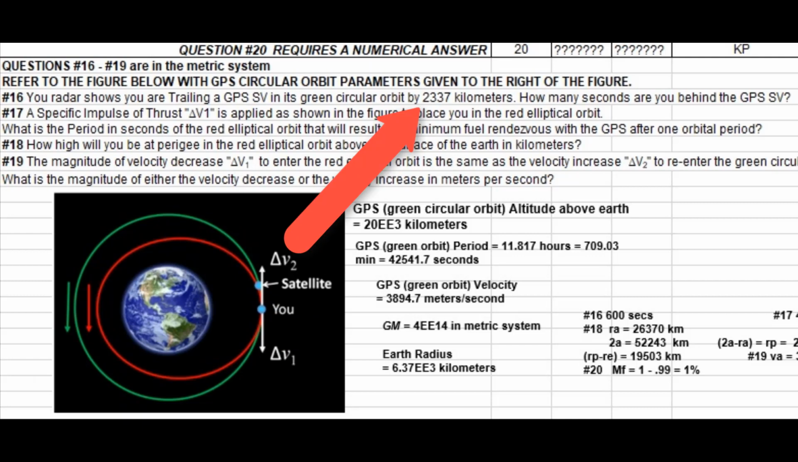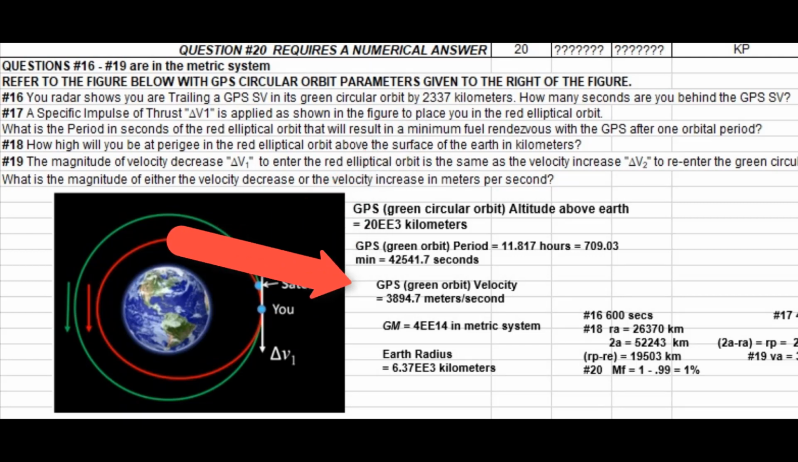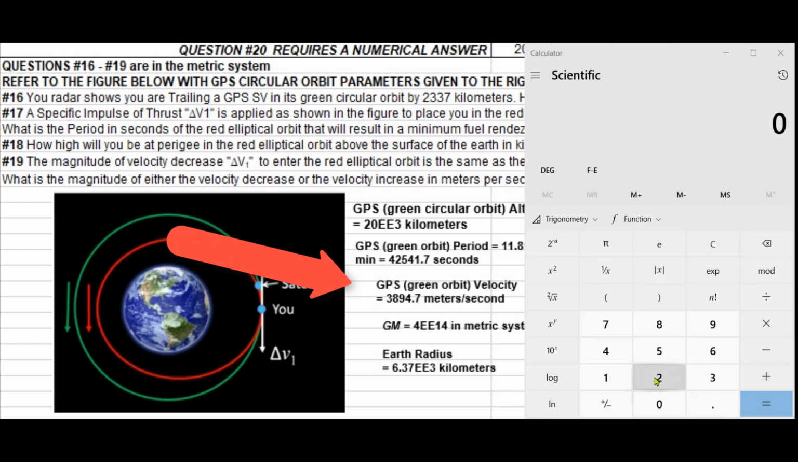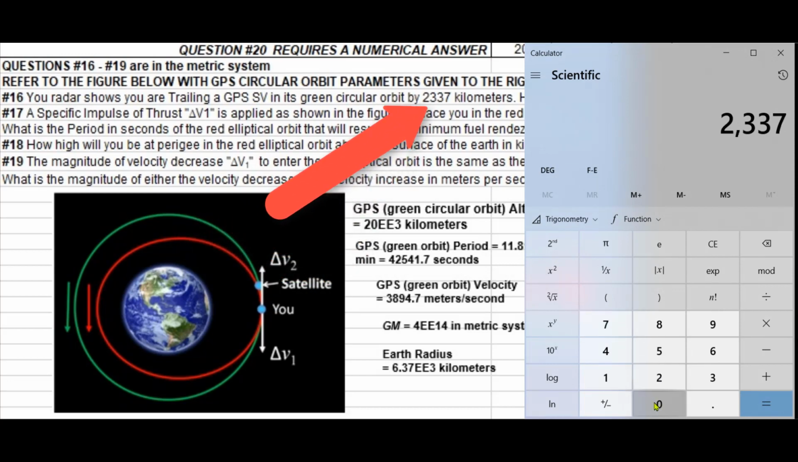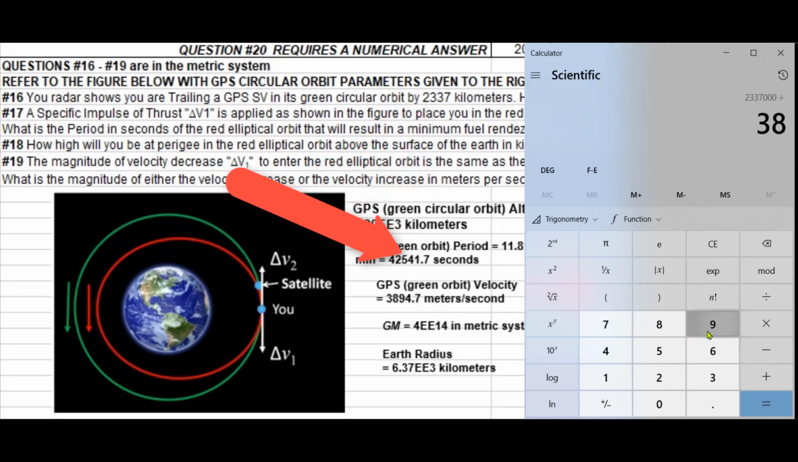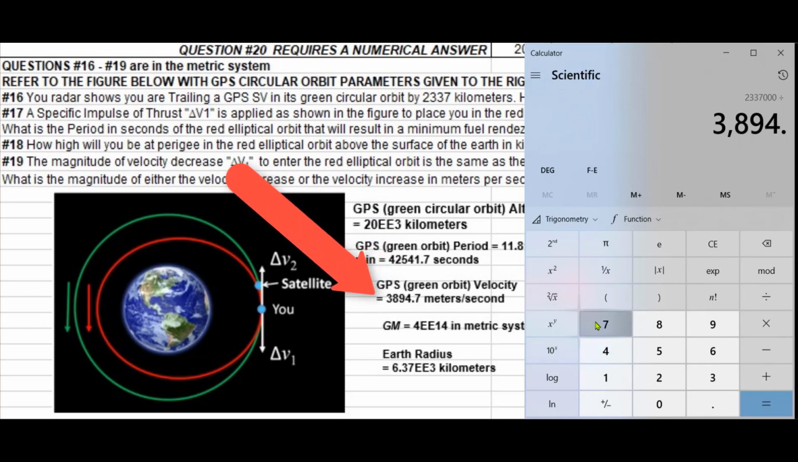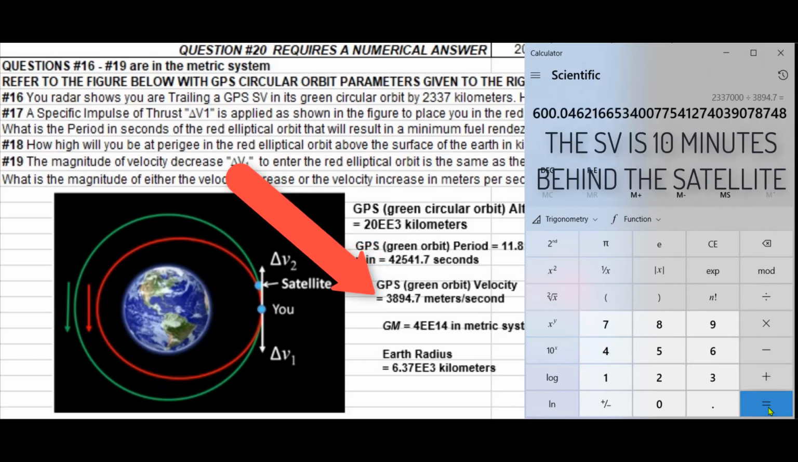Quiz 15 has a similar problem. You're given the distance, 2,337 kilometers, you're behind the satellite, but you're given the velocity also. So if you're given the distance and the velocity, you just divide the distance you're behind by the velocity. Don't forget to convert to meters. Use everything in meters. And you should get that you are 600 seconds behind the satellite, or 10 minutes. You're 10 minutes behind the satellite.